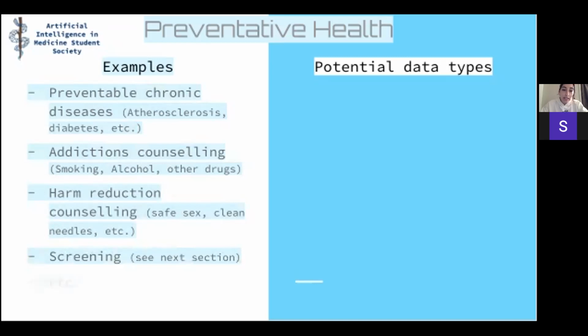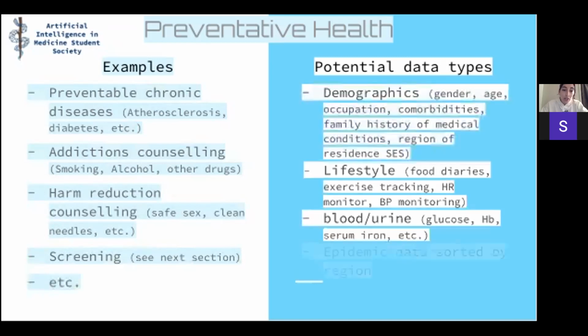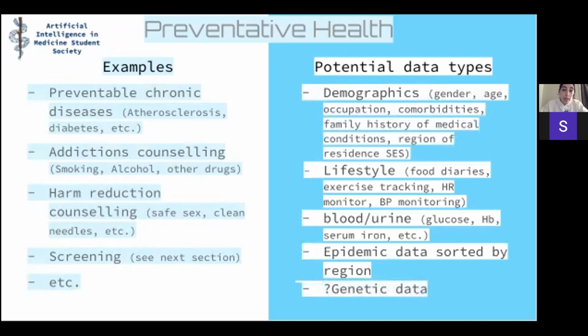Now, for potential data types, you can imagine there are actually quite a few. You can use demographics, so gender, age, occupation, where they're from, lifestyle, what do they eat in a day? Do they actually log their foods? Blood and urine results, epidemic data sorted by region. And we'll talk about that a little bit more in public health. And then lastly, this emerging new thing of genetic data.